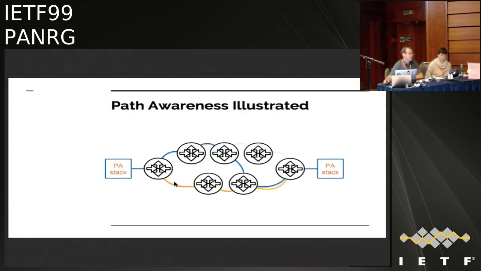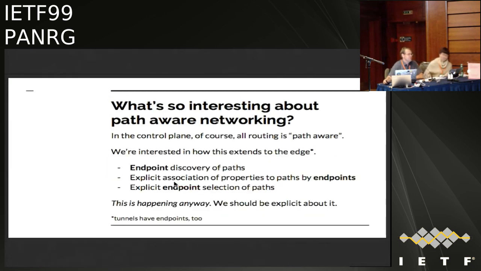I mean, you can say, okay, there's this guy up here who's never shown up in a routing area working group and is talking about path awareness. And this is not really interesting because in the control plane, all routing is path aware. Every routing decision made, everything that goes down to the forwarding plane is, okay, I have a packet that's going on this next hop in the path, and so on and so forth. What we're really interested in with this research group is how this extends to the edge. So we're talking about endpoint discovery of paths, endpoint explicit association of properties to paths, endpoint selection of paths.